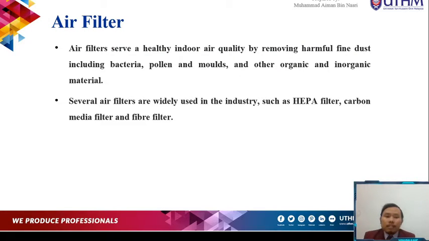Air filter serves a healthy indoor air quality by removing harmful fine dust, including bacteria, pollen and molds, and other organic and inorganic material. Several air filters are widely used in the industry such as HEPA filter, carbon media filter, and fiber filter.